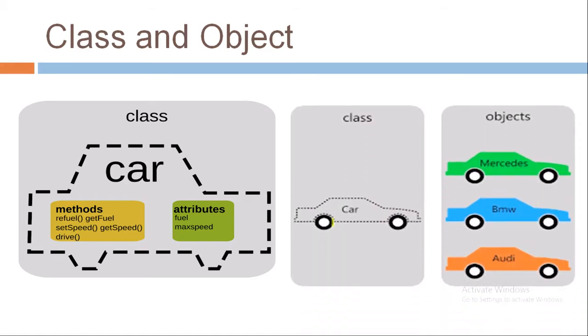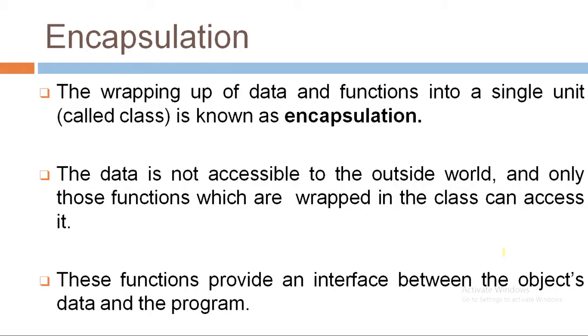Now let's see. A car is having three objects: Mercedes, BMW and Audi. That means we can have different attribute values for these three different car models, right? So as we can see here that class is a container and it has three different object variables having different attribute values. Now let's see the encapsulation.